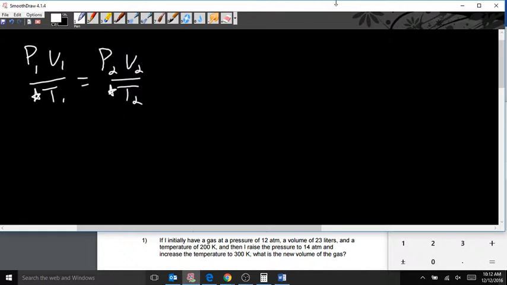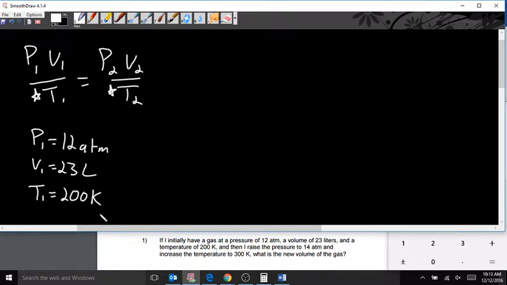Alright, so here's how this equation kind of looks in practice. So there at the bottom, it's a little bit small and I can't change the font. But if I initially have a gas at a pressure of 12 atmospheres, so initial gas pressure is 12 atmospheres, so P1 equals 12 atmospheres. A volume of 23 liters, so that's my V1. And a temperature of 200 Kelvin. Alright, so they're already giving us the temperature in Kelvin, so that'll work just fine.